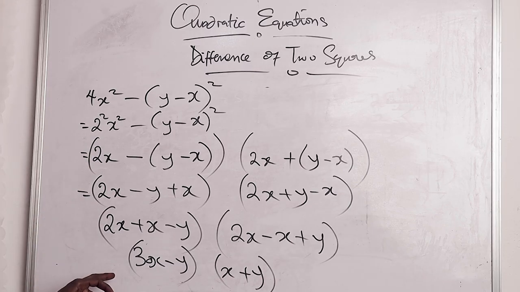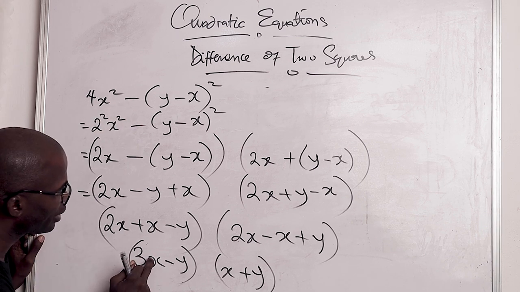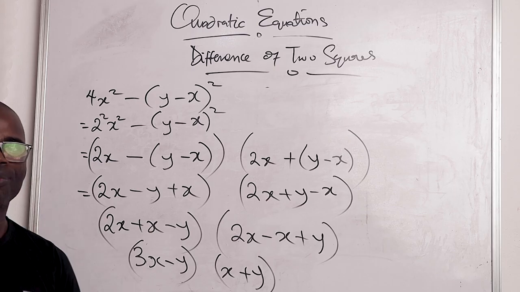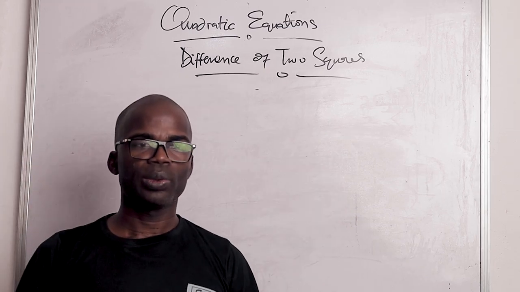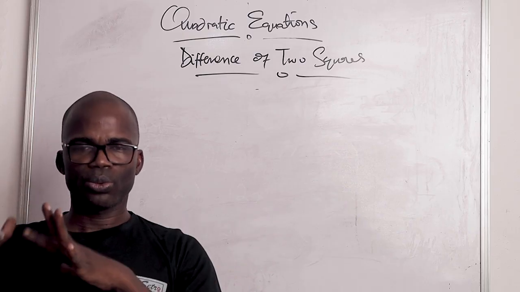So when you're factorizing this is what you arrive at, 3x. Don't mind the way I wrote my x. 3x minus y multiplied by x plus y. QED.